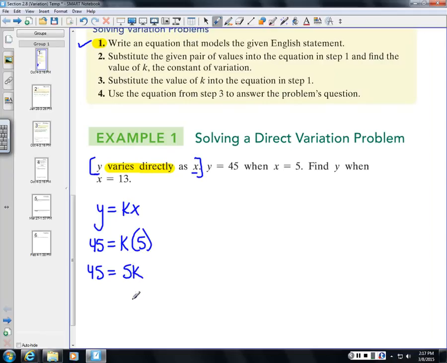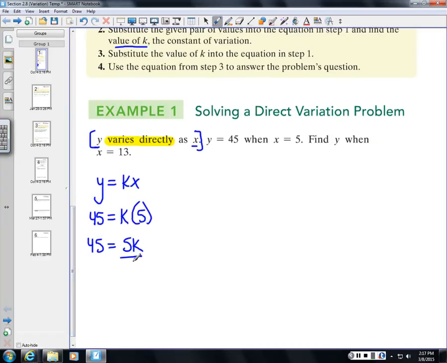Again, remember, k is your constant. They give me x and y. The only thing left to do now is figure out what k is. That's the second half of step 2 up there: once you plug everything in, find what k is equal to. So of course we finish this out by solving, dividing both sides by 5, which gives me k by itself, and k is equal to 9.